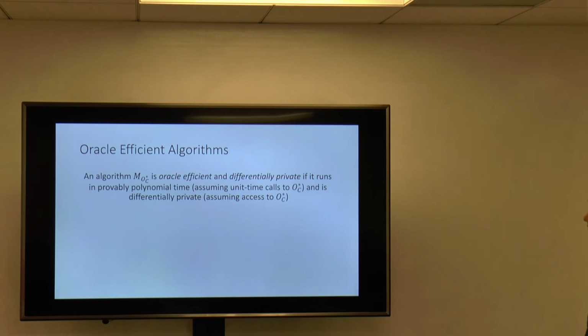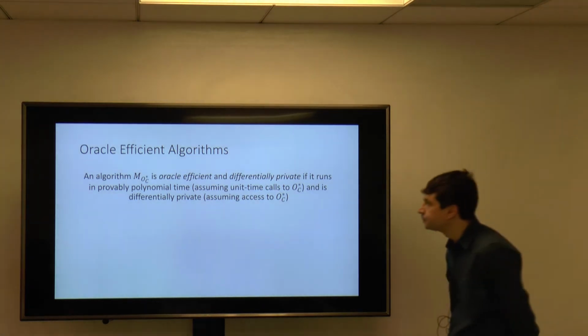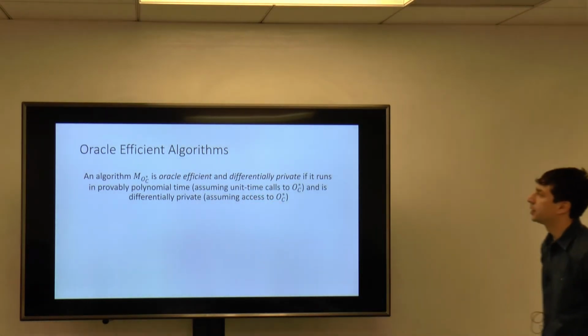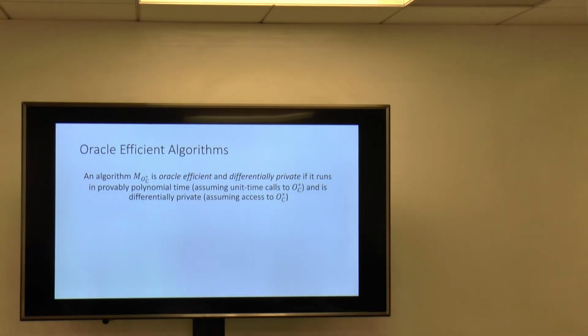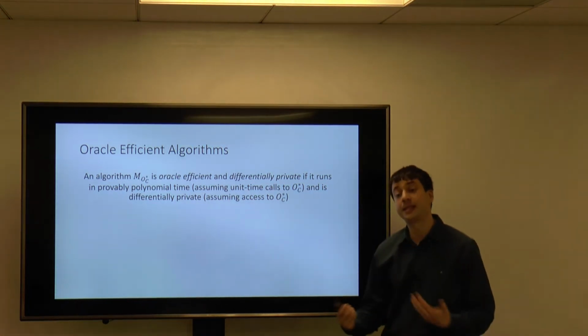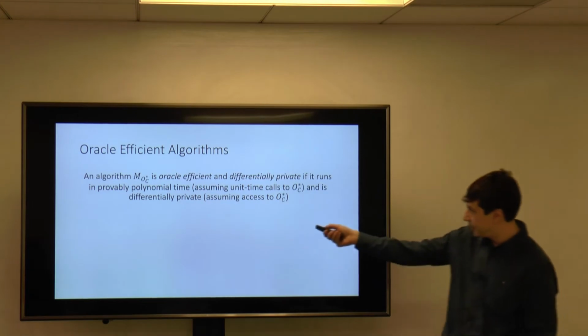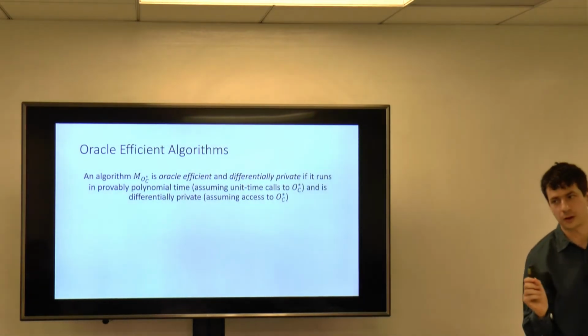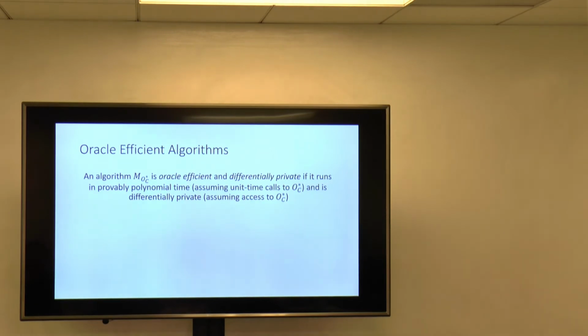Okay. So now some definitions for the kinds of objects we'd like to produce. I could say that an algorithm which has access to an oracle is oracle efficient and differentially private if, assuming access to the oracle, it's a polynomial time algorithm and it's differentially private. But crucially here, the proof of differential privacy might assume that the oracle actually works, that you really have access to the oracle.